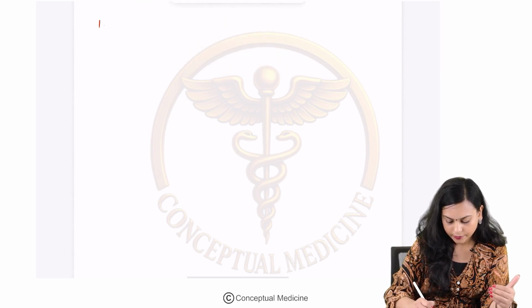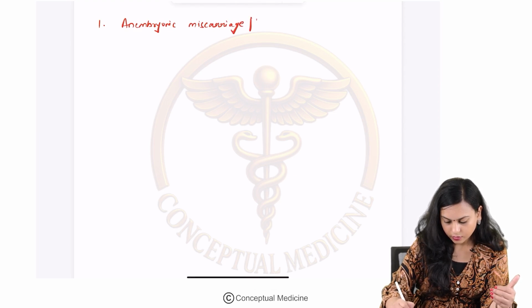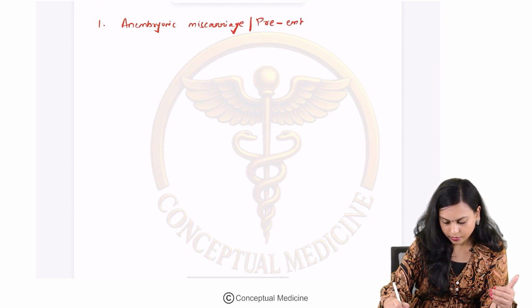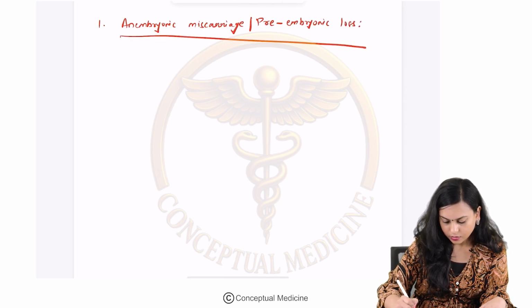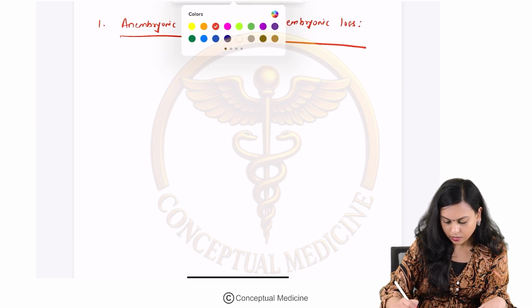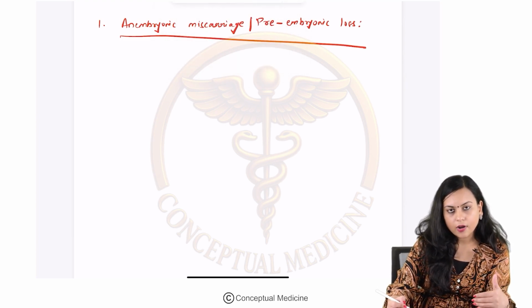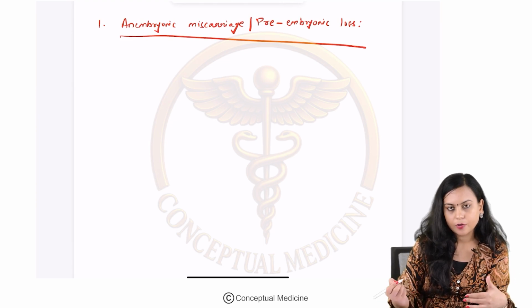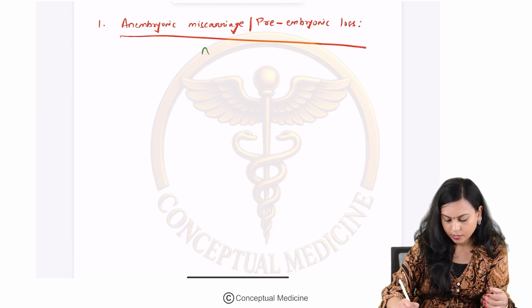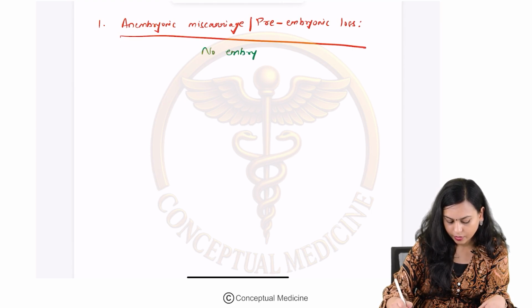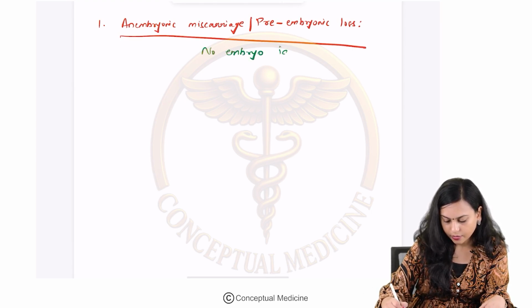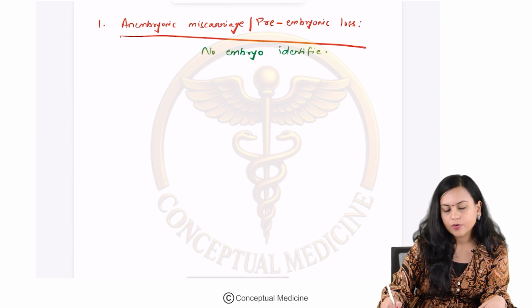Number one is anembryonic miscarriage or pre-embryonic loss. So here there is no identifiable embryo at all. Anembryonic, so no embryo. No embryo at all. No embryo identified. I'll just explain in simple terms.